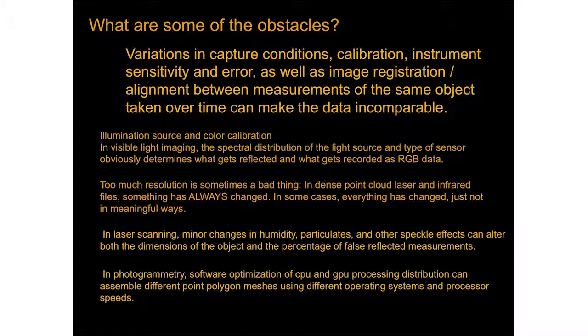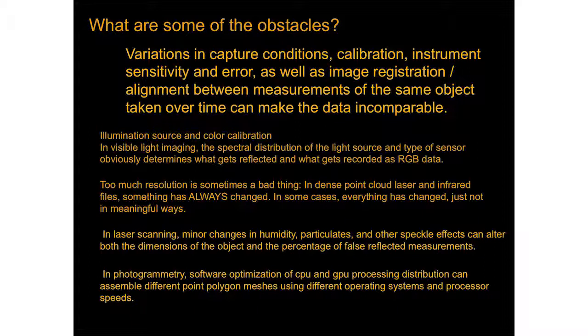What are some of the obstacles? Well, obviously variations in capture conditions between one time and 5 years later, calibration standards that you're using in the capture, the instrument sensitivity changing over time, one camera versus another camera 5 years later, registration and alignment between the measurements made of serial photographs of the same object. Each of these can have an effect on how quantitative the measurements obviously are. So illumination source and visible lighting, you have to know the color calibration of your illumination source if you're really going to know what that RGB data is giving you.